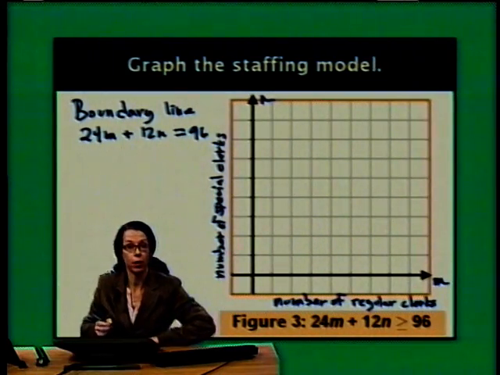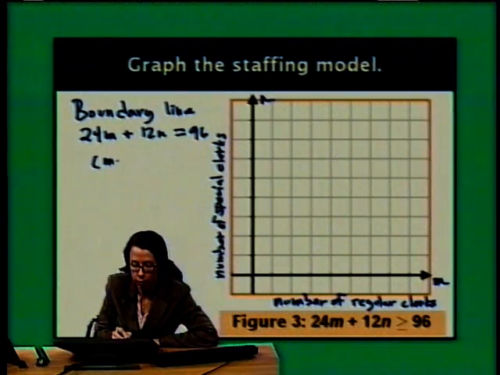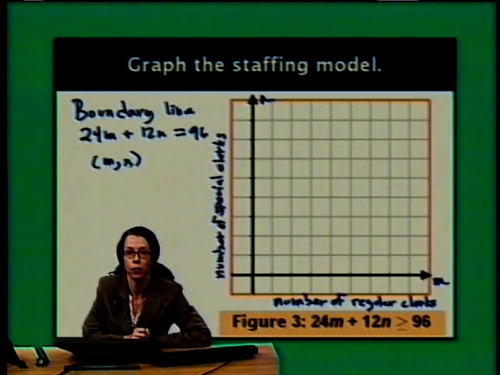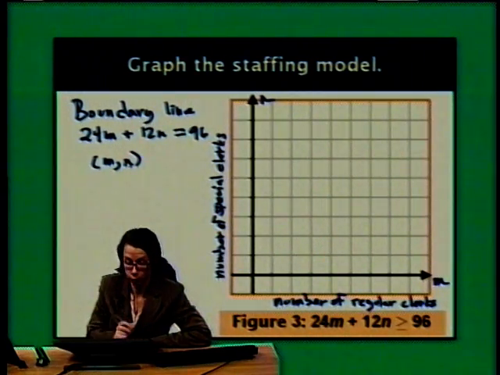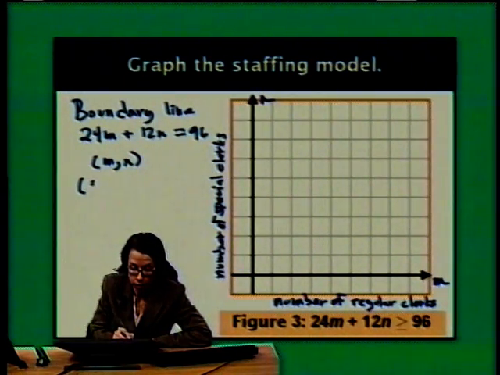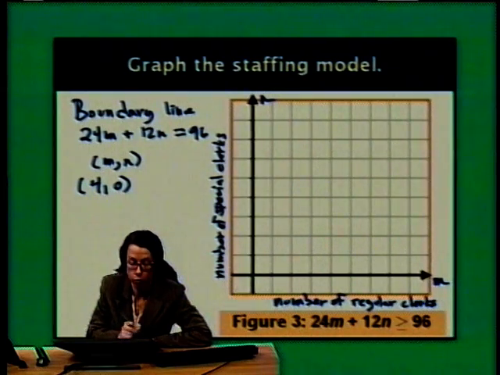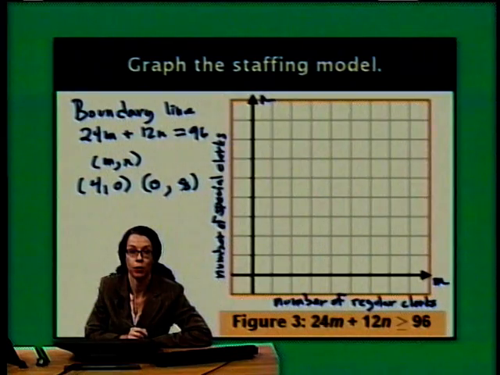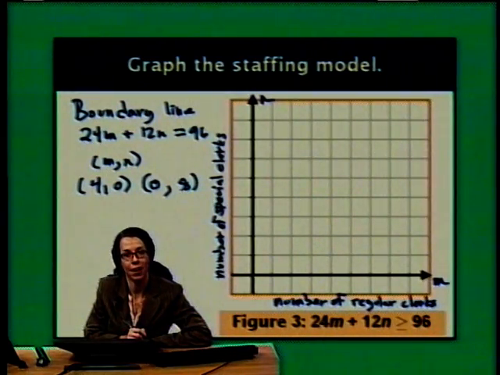So the ordered pairs for this line are going to be of the form (M, N). Once again, I'm going to find the intercepts. When N equals 0, M will equal 4. So I know that the ordered pair (4, 0) is on the graph. Similarly, when M equals 0, N is going to equal 8. So I've got my intercepts, I'm ready to graph. I think in this situation, I'm just going to use a scale of 1.